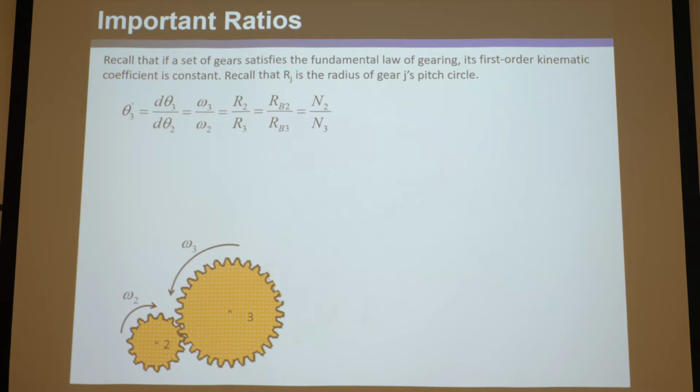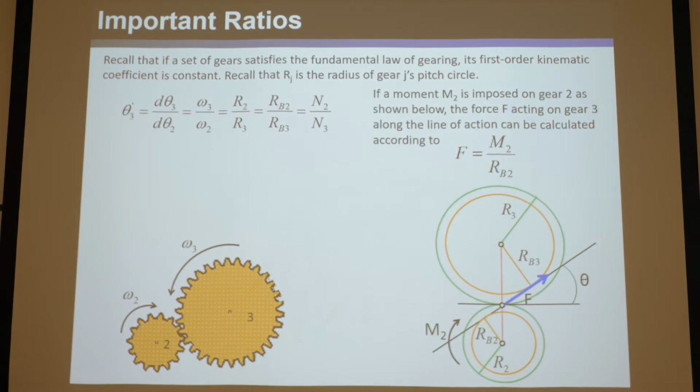Okay, but there are other ratios here that we can find that are interesting. So let's find ratios of moments here. Let's see these equations. If a moment m2 is imposed on gear 2, as shown below, the force acting on gear 3 along the line of action can be calculated according to that.